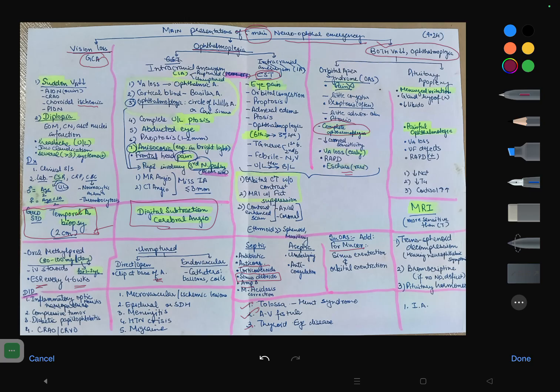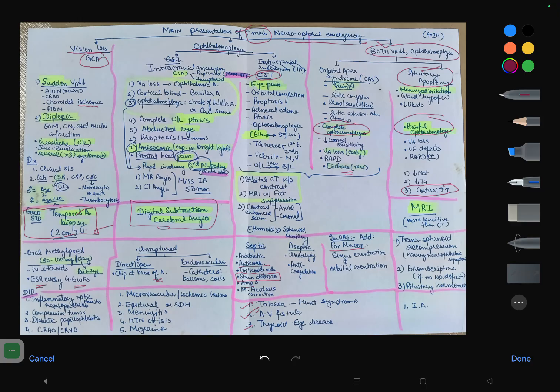When there is both vision decrease and ophthalmoplegia, the second thing we were considering is pituitary apoplexy, in which the patient can present with meningeal irritation, gland hyperfunction, and less libido. There is a painful ophthalmoplegia, there is a vision loss, visual field defects, RAPD can be present or not. Other lab features can show decreased sodium, decreased thyroid levels, and increased cortisol levels. MRI is the gold standard and it is more sensitive than CT in pituitary apoplexy.